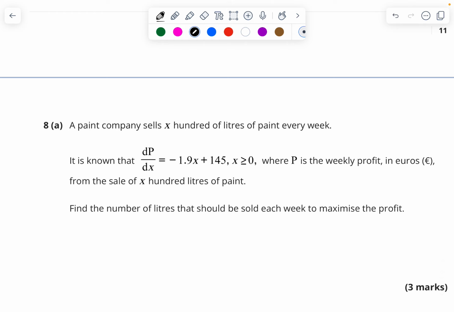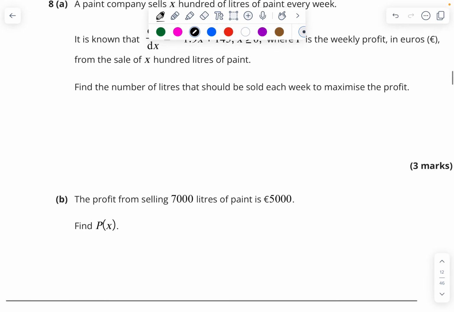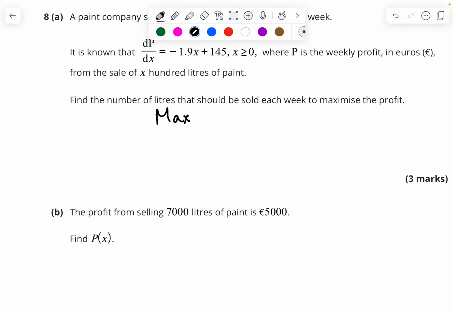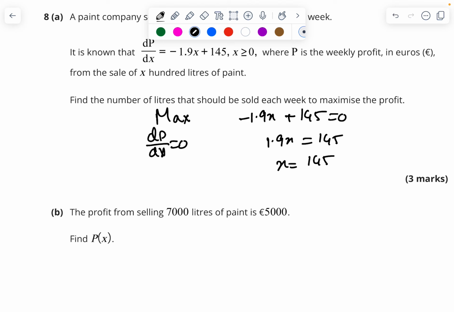Now coming to question number 8. A paint company sells 100 liters of paint every week. Find the number of liters that it should sell to maximize. So again, maximum means the derivative should equal 0. dP by dx should equal 0. Minus 1.9x plus 145 equals 0. 1.9x equals 145. x equals 145 divided by 1.9, which is 76.315789. That's going to be the answer.